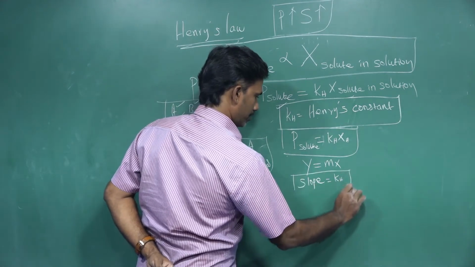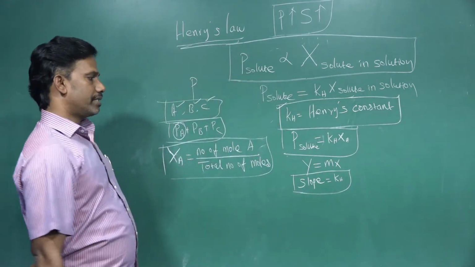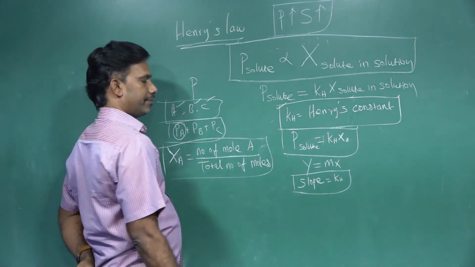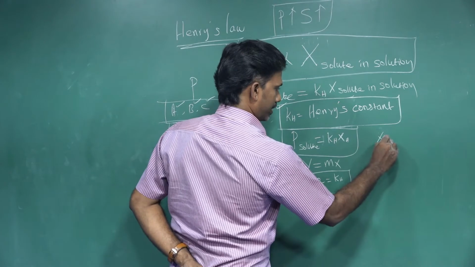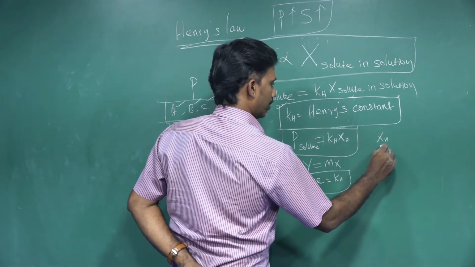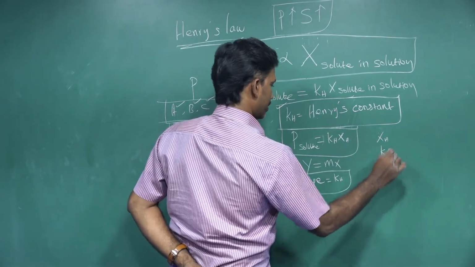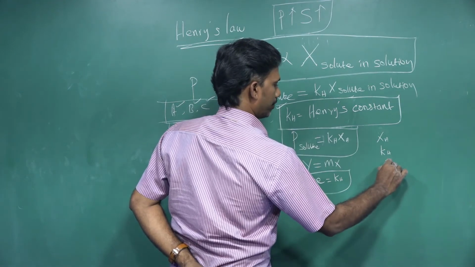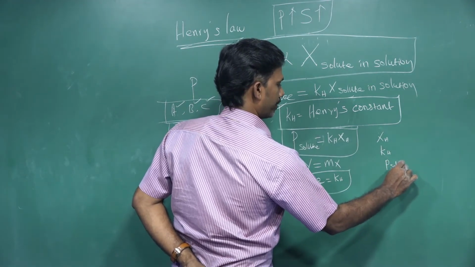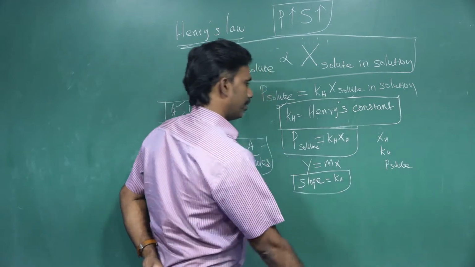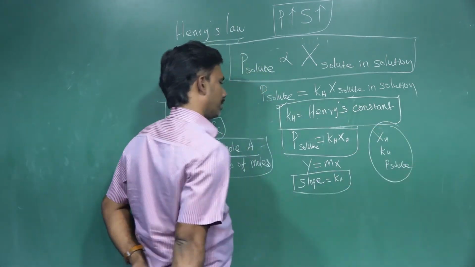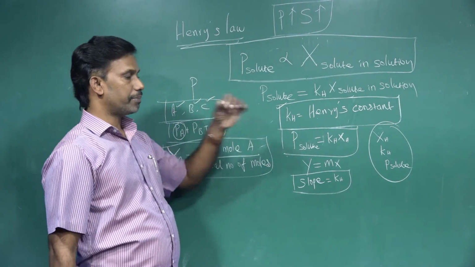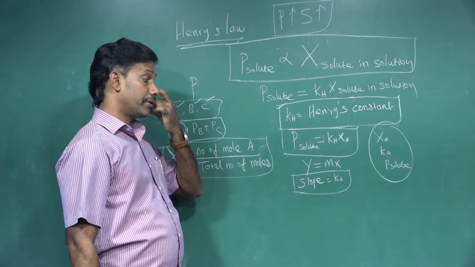Many problems may be asked based on this formula. They will give the partial pressure of the solute, or the mole fraction XA, and KH, the Henry constant, and then they will ask for the remaining quantity. Among these three factors, two are given and you can calculate the third. These are the problems you will find in the book.